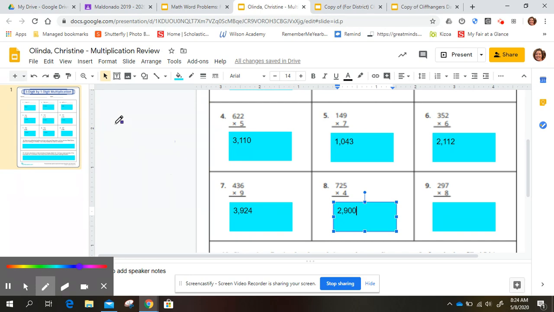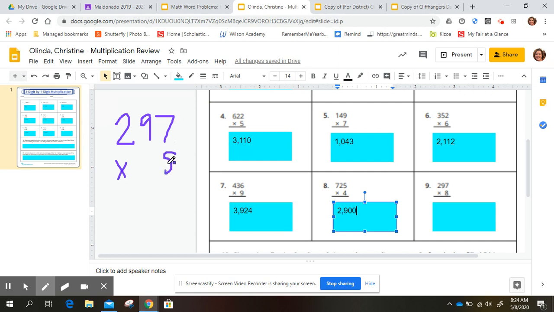That's super important. Number 9 is 297 times 8. So we'll start in the ones place. 8 times 7 is 56. Some of you remember your rhymes and times: 7 times 8, golly gee, 56 all for me. And then 9 times 8 is 72, but I need to add 5 more. I'm adding 5 to 72, so I count on: 72, 73, 74, 75, 76, 77.